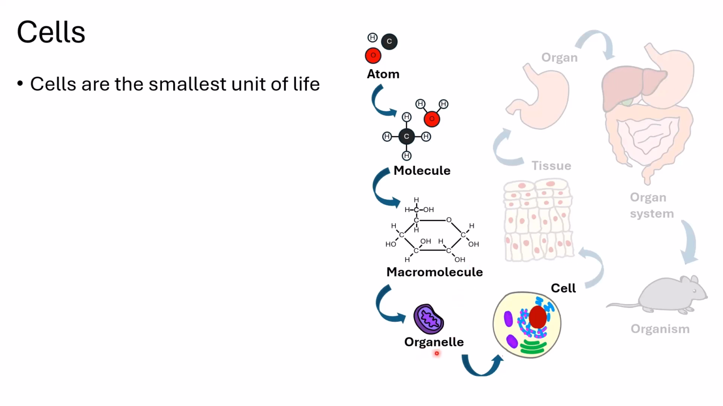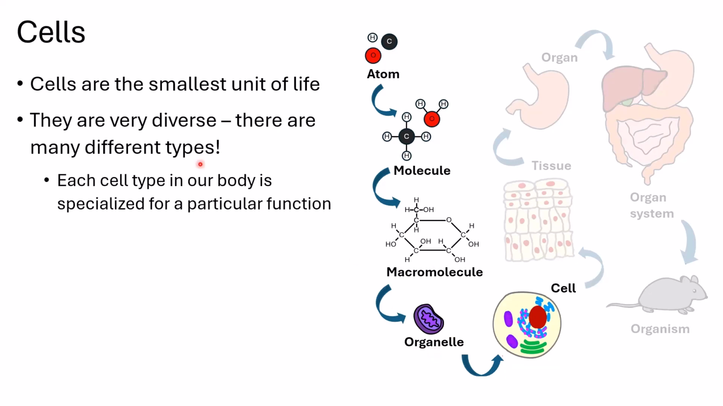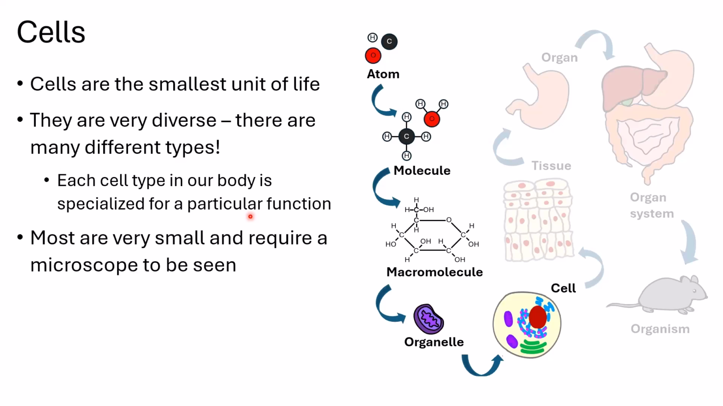Organelles that make up eukaryotic cells are unable to live outside of the context of the cell, because they would not have all the components they need to survive. There are many types of cells, and even within the human body, we have many cells that have distinct features that allow each cell type to carry out its designated function. Since they're so small, most cells require a microscope to be seen.